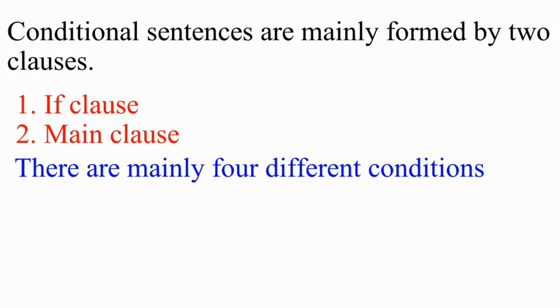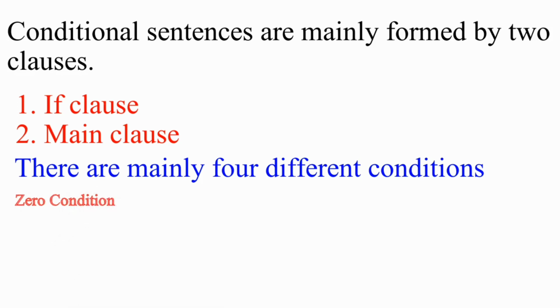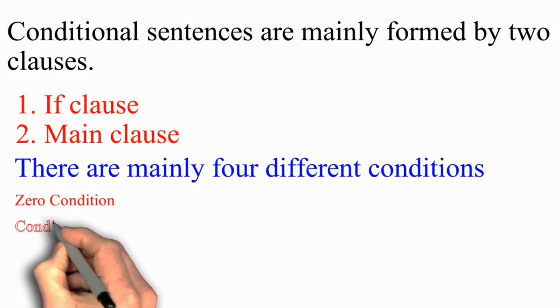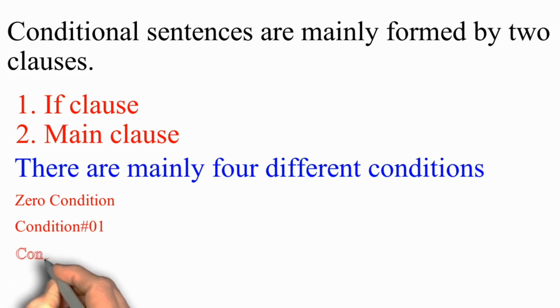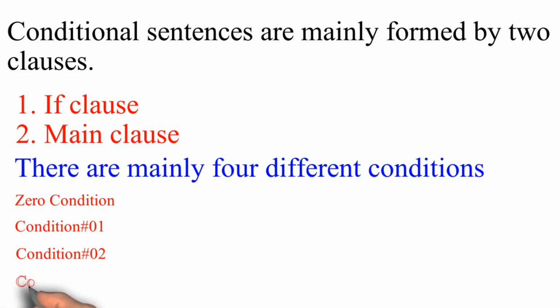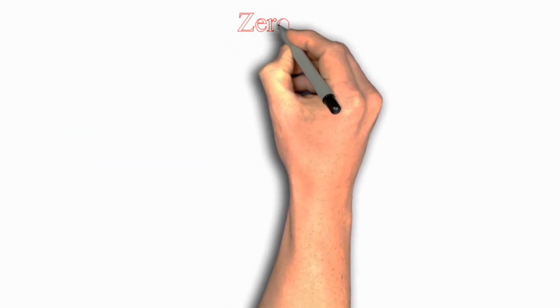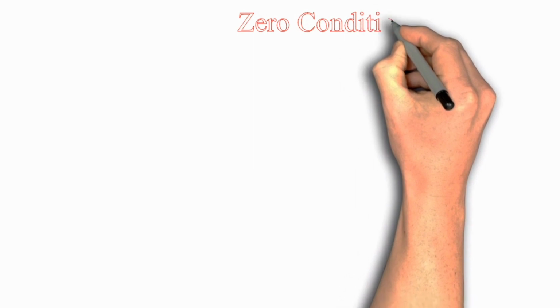There are mainly four conditions in English language. Let's see which they are. So first one is zero condition, then condition number one, condition number two, and condition number three. Let's start discussing zero condition.